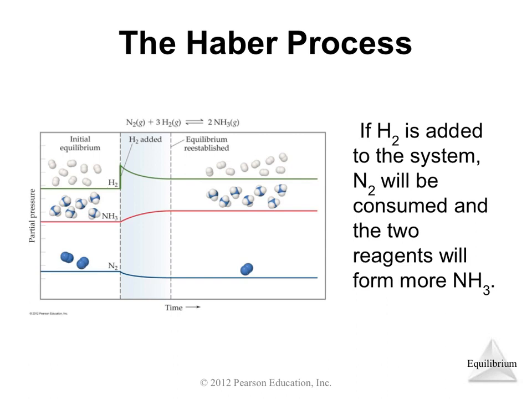So a couple of things that they can do. If H2 is added to the system, the N2 will be consumed and the two reagents will form more NH3. So in this case, we're adding reactant. And since it was already at equilibrium, the system wants to use up that reactant and it's going to shift to the right towards the products. And that is a way that we can make more ammonia.